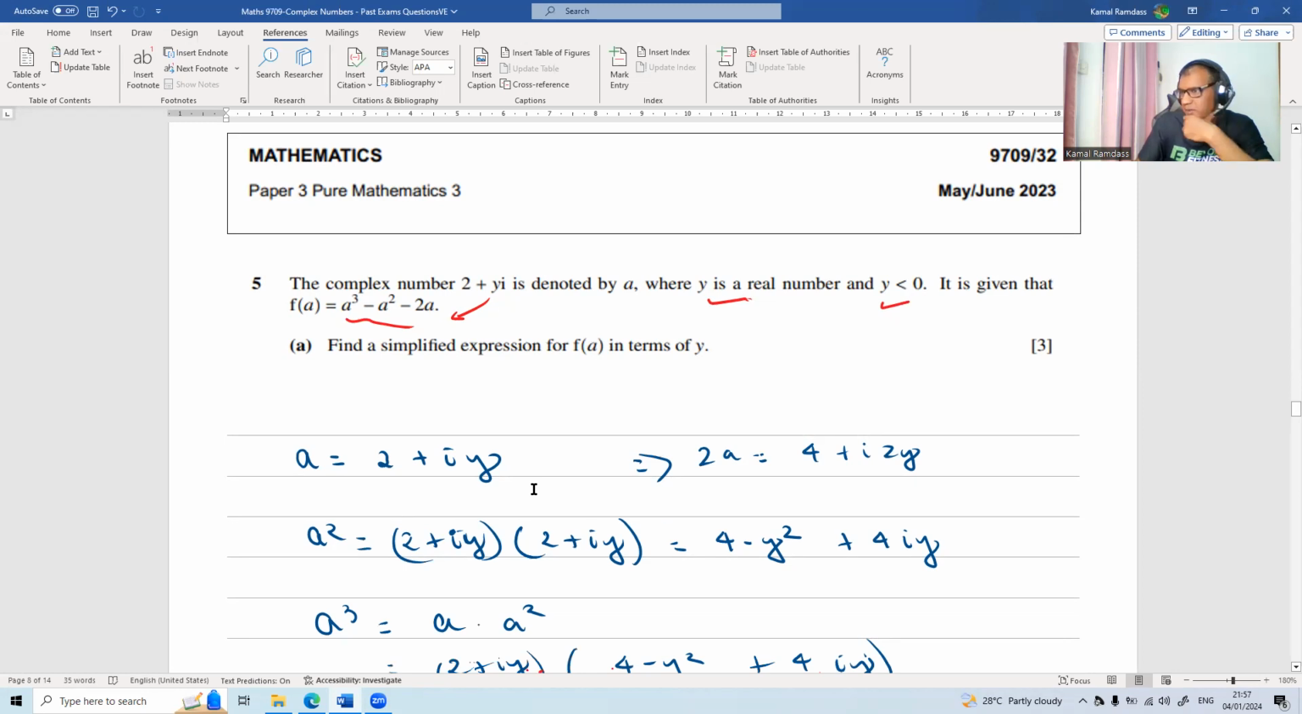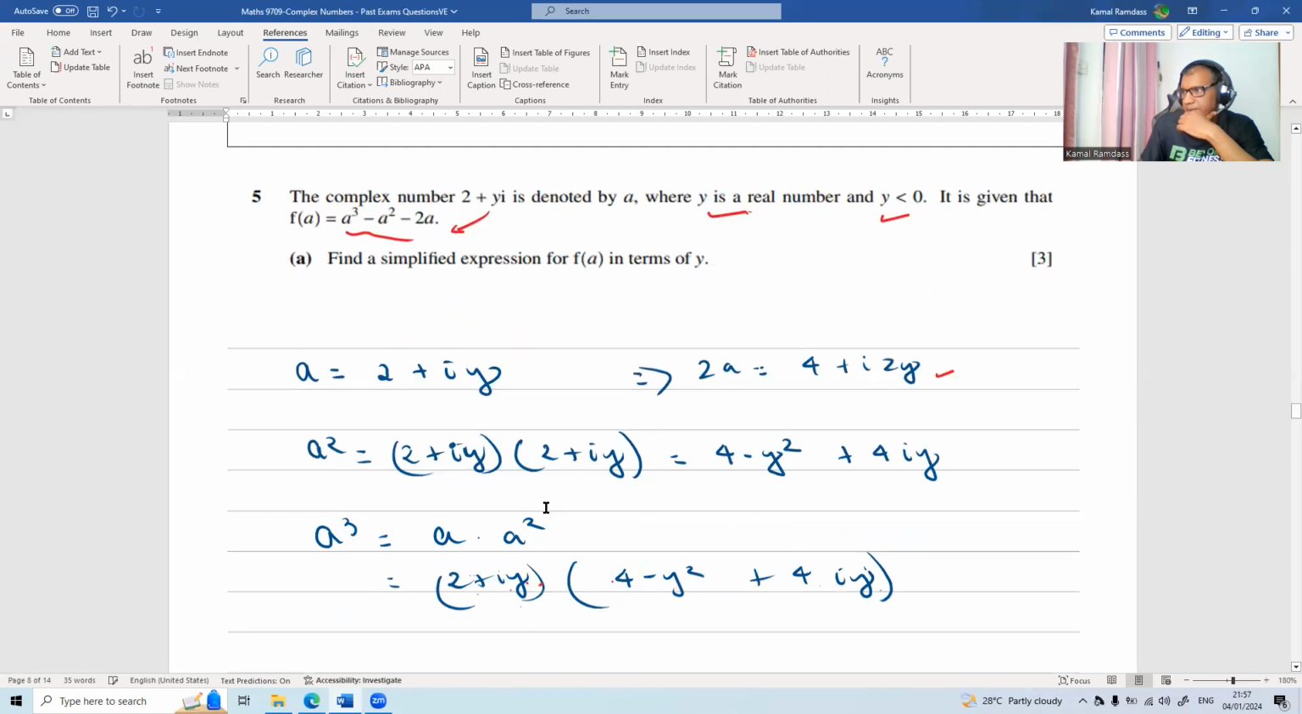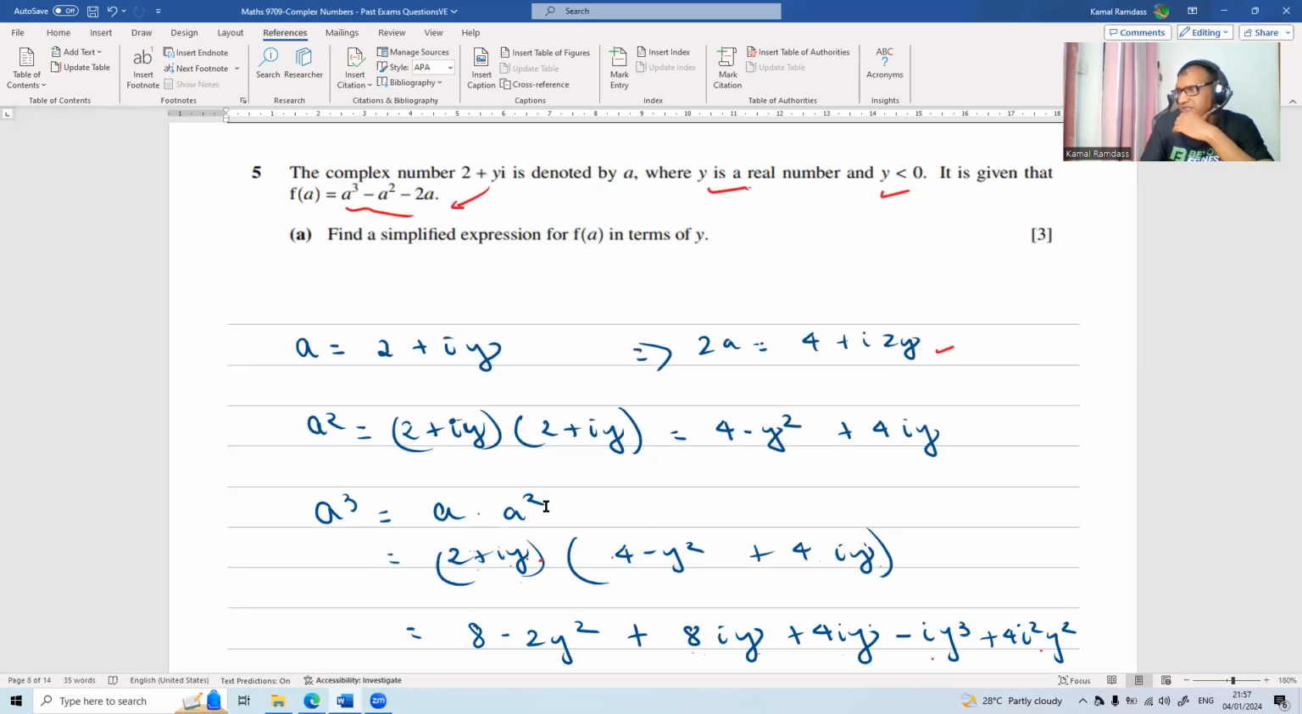Là, ce qu'il me fait, moi, je dis let a. Non, il dit given that a is equal to 2 plus iy. Ça veut dire 2a est égal à 4 plus I 2y. Et a square, c'est 2 plus iy times 2 plus iy. L'autre, moi, je compte mettre mon I par devant. OK. It is the same. Multiplication is commutative. Et moi, je gagne 4 minus y square plus 4iy.